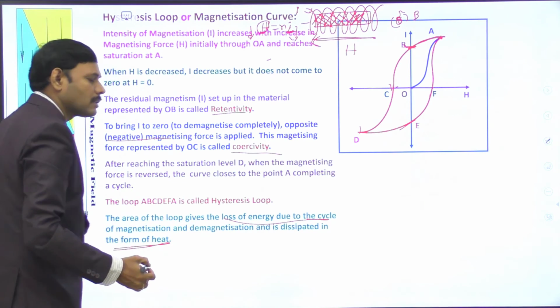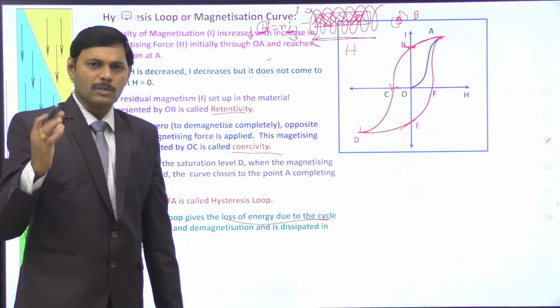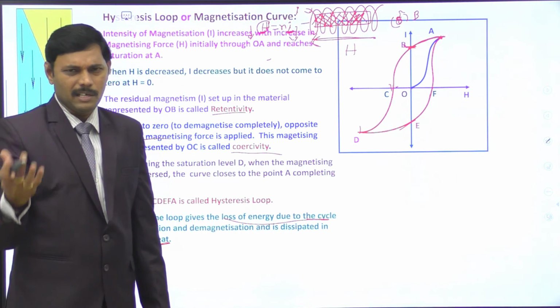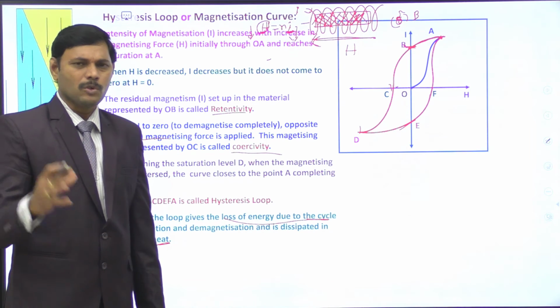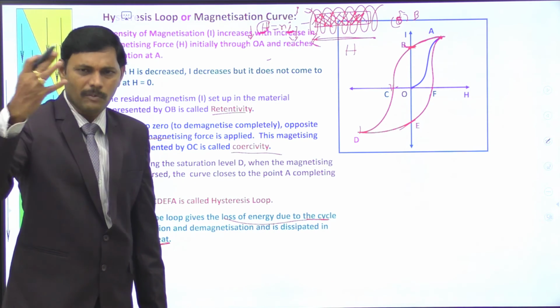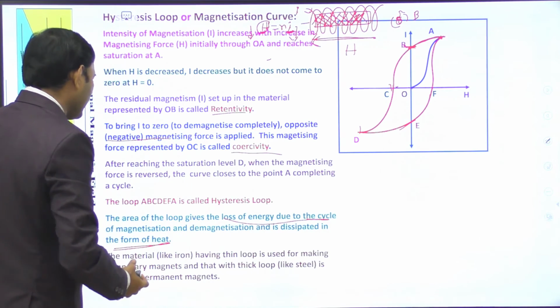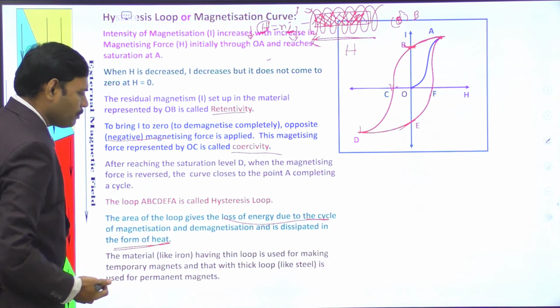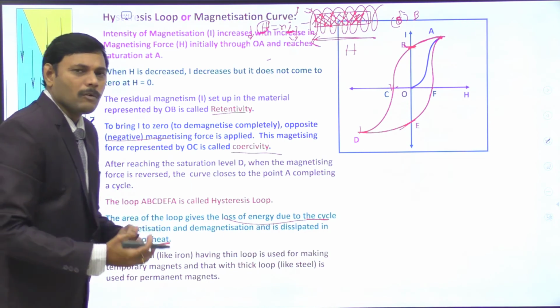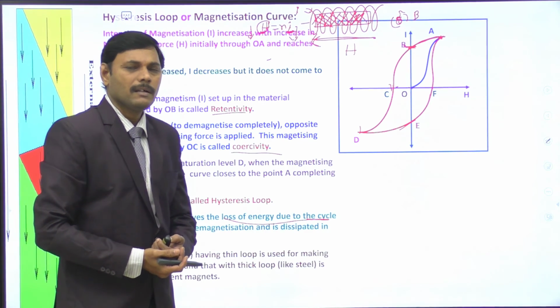This is the important point. The area of the loop shows the loss of energy during magnetization and demagnetization, that is, in the form of heat energy. Okay. The material like iron has a thin loop. So here we would like to give some clarity.